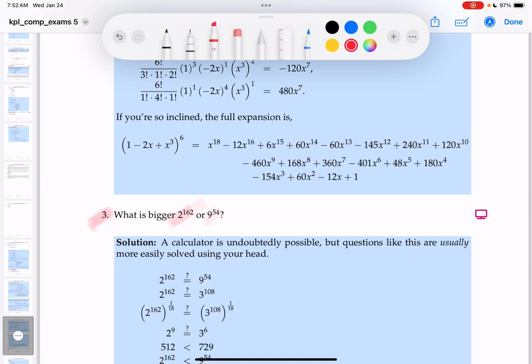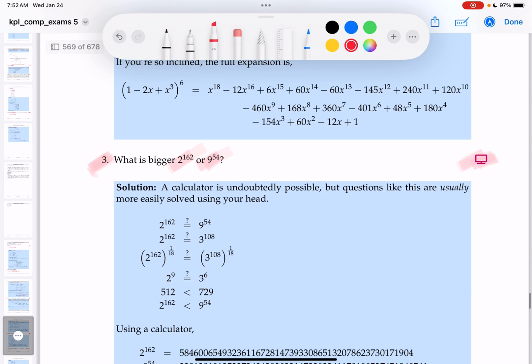Number three says which one's bigger, and often people look at these things and say, well, let me get my calculator out and see which one's bigger. It's not what we're looking for you to do, by the way. So you can use a calculator over here, but that's not the point of it. The point of it is, can you do this without a calculator, all right?